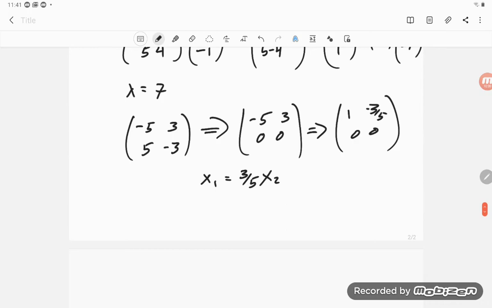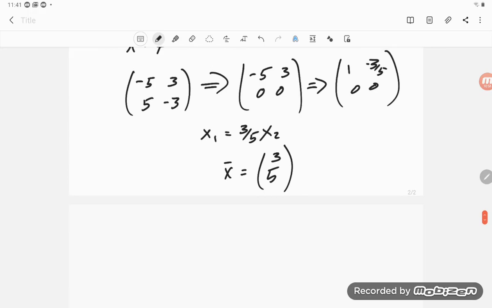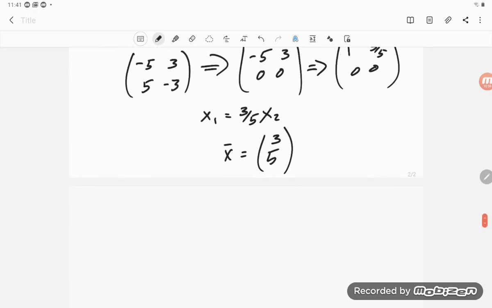And so, for instance, if I let x2 be 5/3, then x1 would be 1. But probably a nicer one would be let x2 equal 5, then x1 equals 3. Okay, so I could have my x then be the vector 3, 5, and that will work. Notice there are an infinite number of vectors that would work, but I want one that's nice.